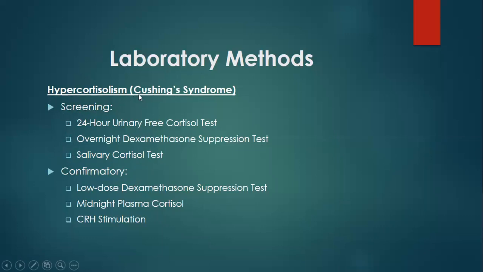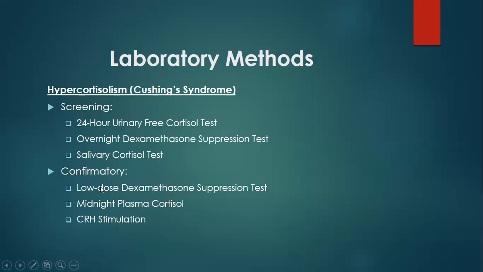So we have a low dose dexamethasone suppression test, a midnight plasma cortisol, where a positive result would be more than 7.5 micrograms per dL level of your cortisol. And then we also have your CRH stimulation test. For discussion purposes, how do we do the low dose dexamethasone suppression test?